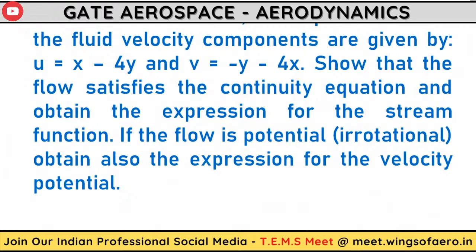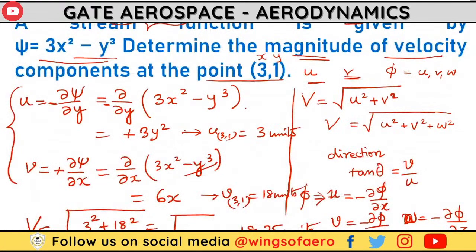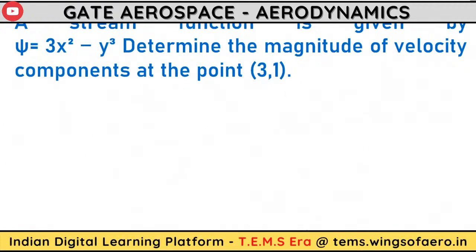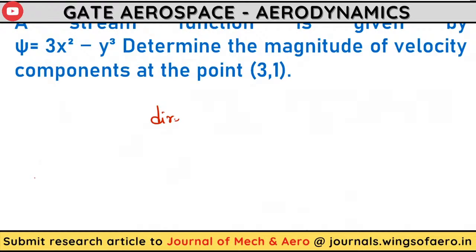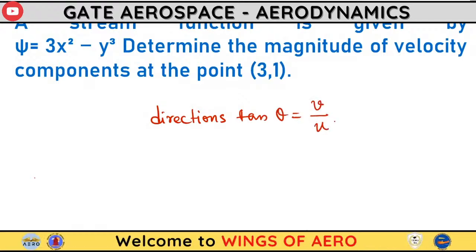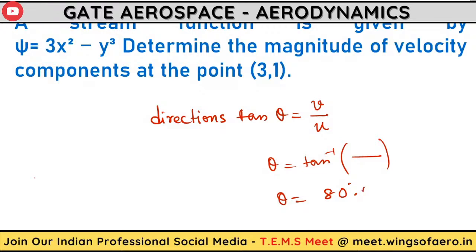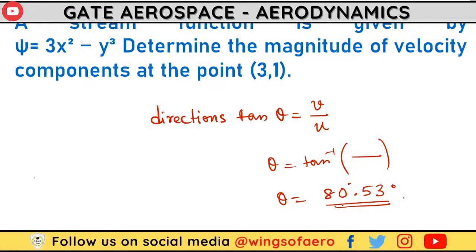Now here they have asked a lot of things. In the previous problem, if they ask you to find the expected direction, let's find that also. How can you find the direction? Tan theta is equal to small v by small u. That is 80.53 degrees. Theta becomes 80.53. All right. These are the possible things they can also ask.